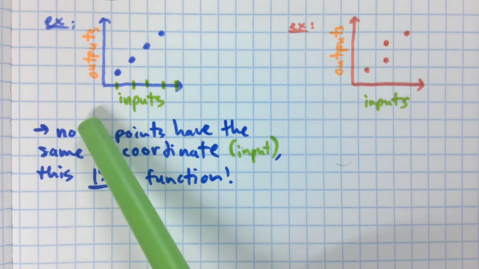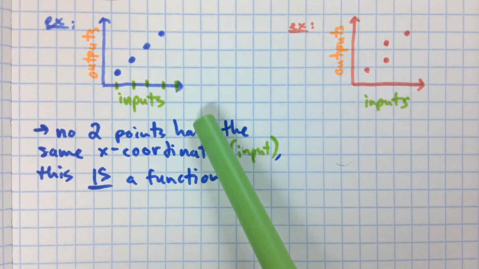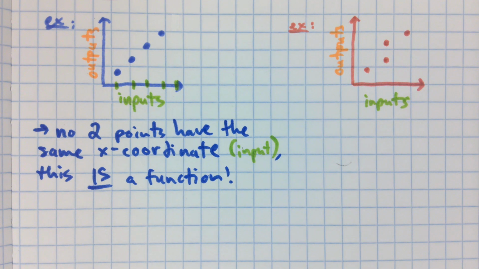So this graph here does represent a function. None of these points have the same x coordinate with a different y coordinate.